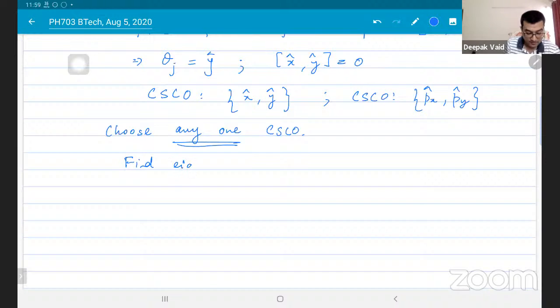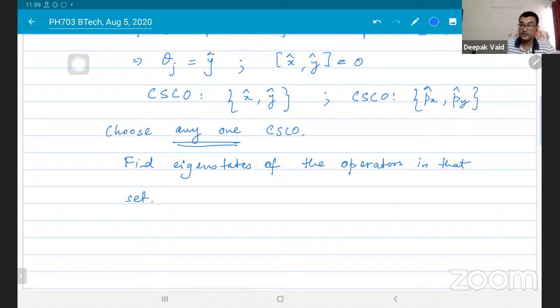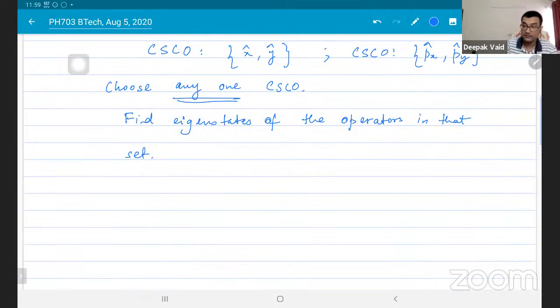Then find the eigenstates of the operators in that set. So now we have to find the eigenstates. What are the eigenstates? Let's say we pick our position operators. We'll call this CSCO1 and this is CSCO2. So for CSCO1, what are the eigenstates?